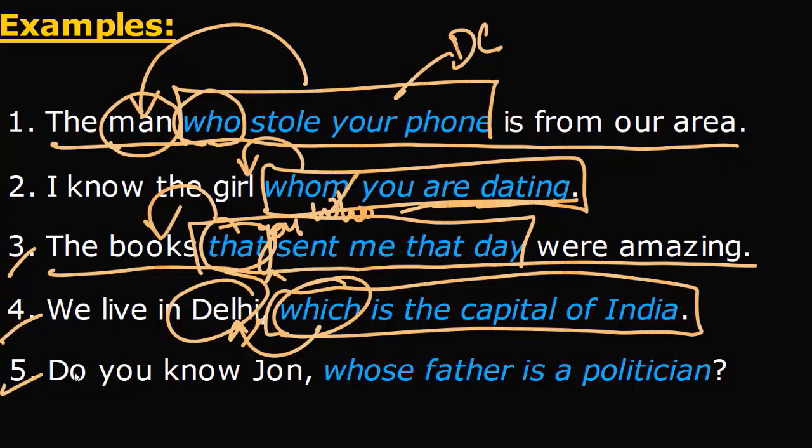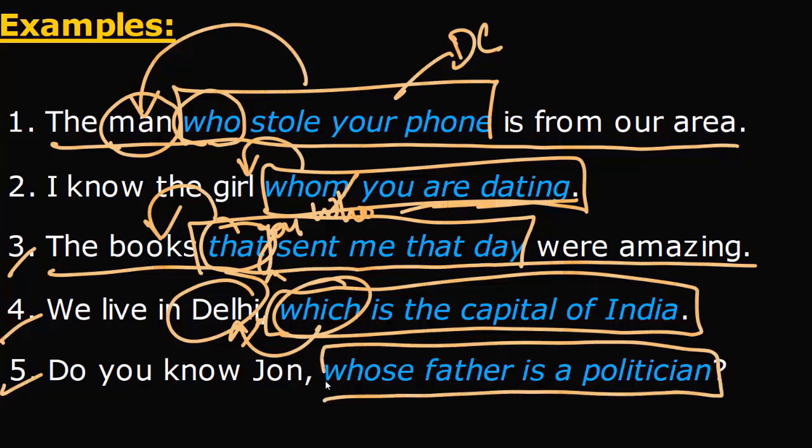Last example. Do you know John, whose father is a politician? Whose father is a politician is a relative clause giving information about the noun John. Since John is a proper noun, the information is going to be non-essential. It's going to be extra. And that is why we have this comma, right? Do you know John? John, whose father is a politician. All right.